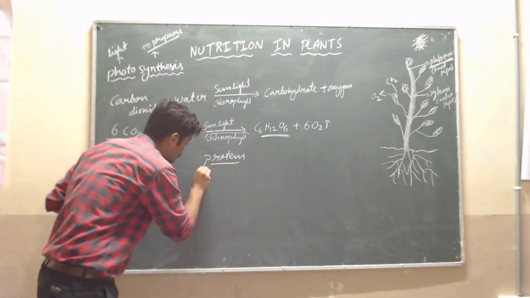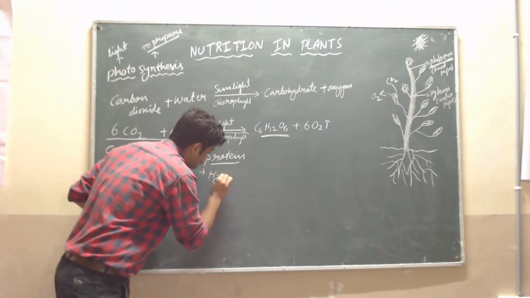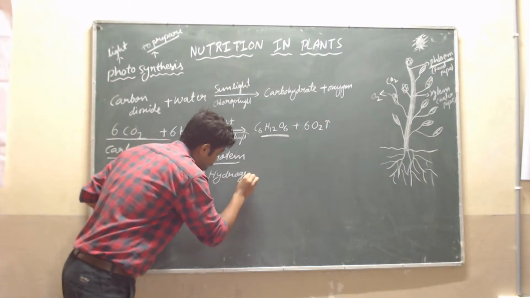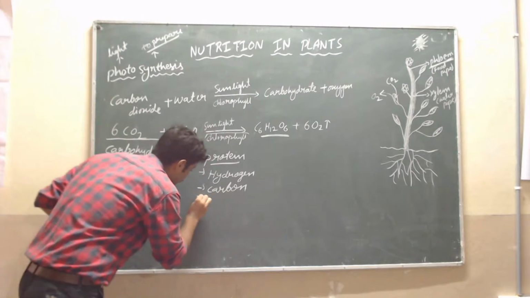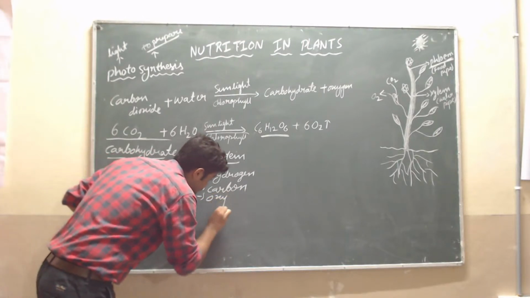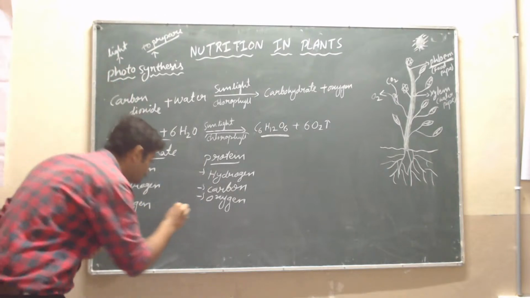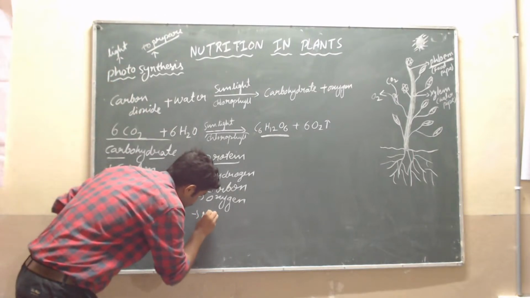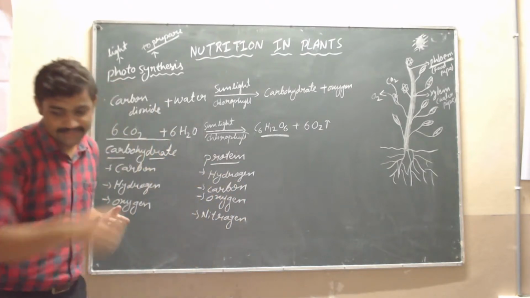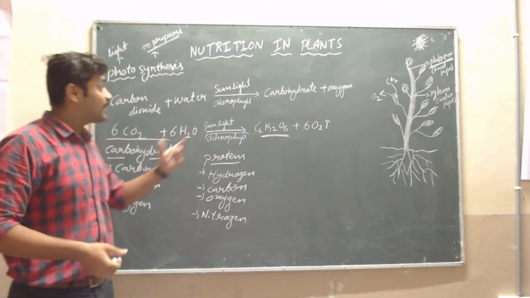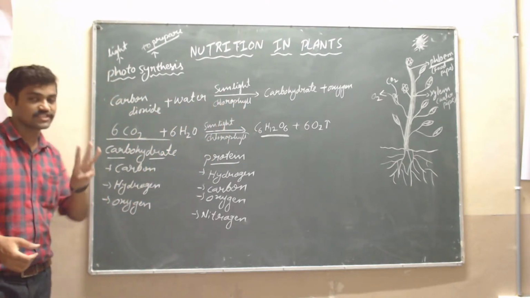If they want protein, it contains hydrogen, carbon and oxygen, and one more thing, that is nitrogen. To prepare the carbohydrate, three things are necessary, that is carbon, hydrogen, oxygen.